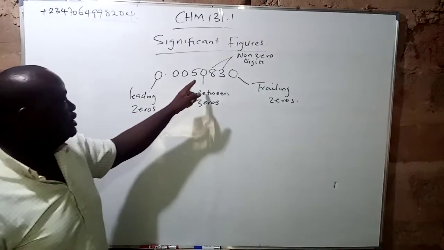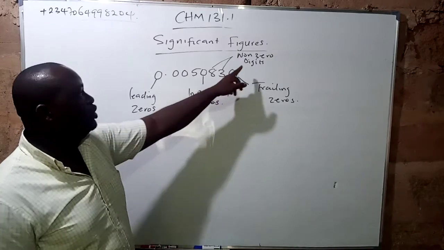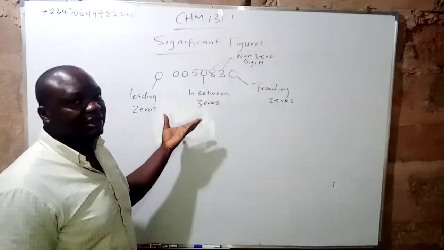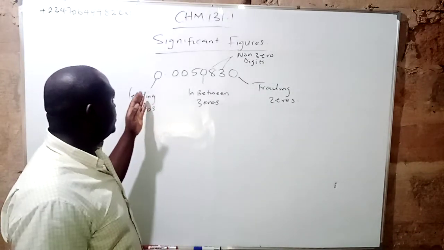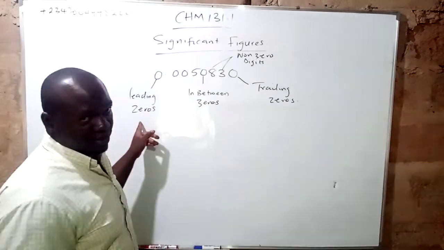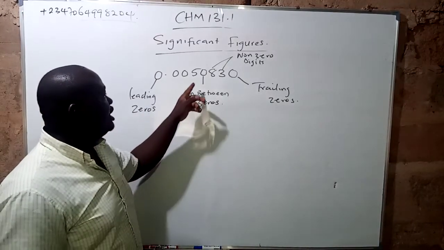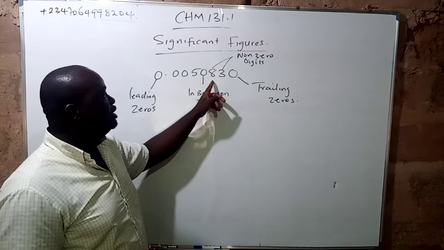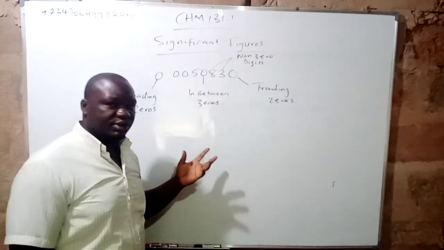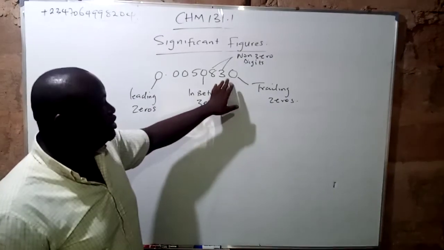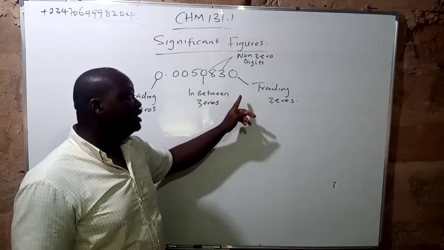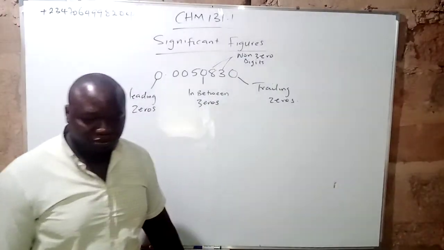Now you can see this and this are the non-zero digits. Whenever a zero is before the non-zero digit, it is called the leading zeros. Whenever there is a zero between the non-zero digits, it is called in-between zeros. And whenever the zero is after the non-zero digit, it's called the trailing zeros.